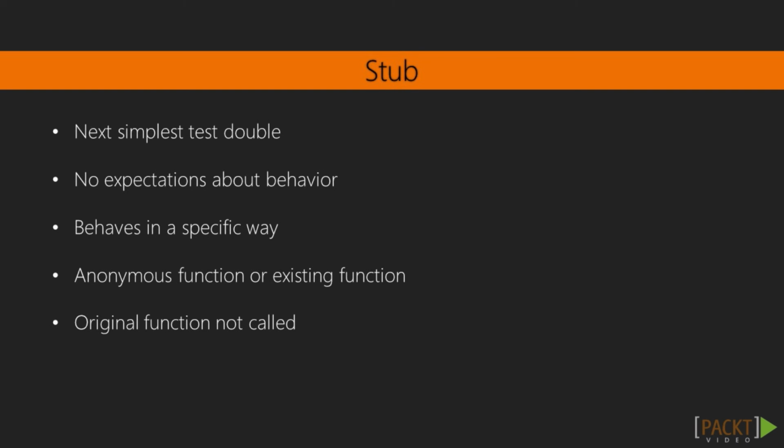Stub is the next simplest test double after the dummy. It doesn't have any expectations about the object behavior. It behaves in a specific way when put in a specific environment. Like with spies, they can be anonymous or wrap an existing function. When wrapping an existing function, the original function is not called.